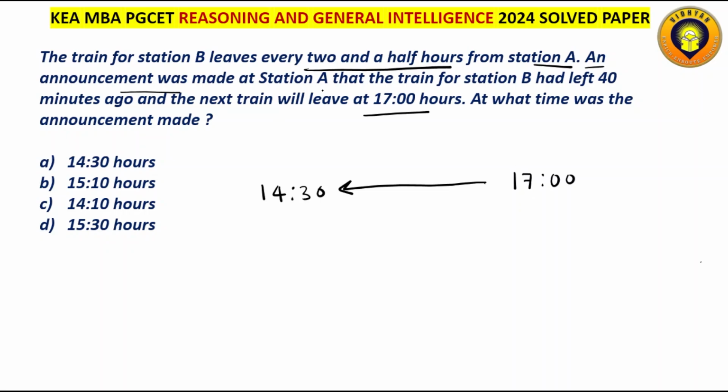An announcement was made at station A that the train for station B had left 40 minutes ago. Means after 40 minutes the train has left, the announcement was made. So at what time was the announcement made then? You have to add 40 minutes to this, right? If you add 30 minutes, you get 15 hours, and plus 10 minutes. So 15 hours 10 minutes is the answer.